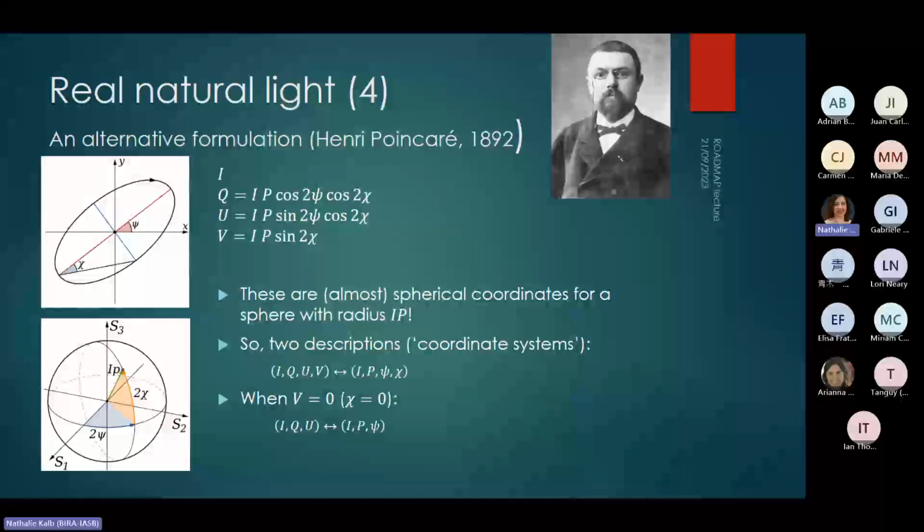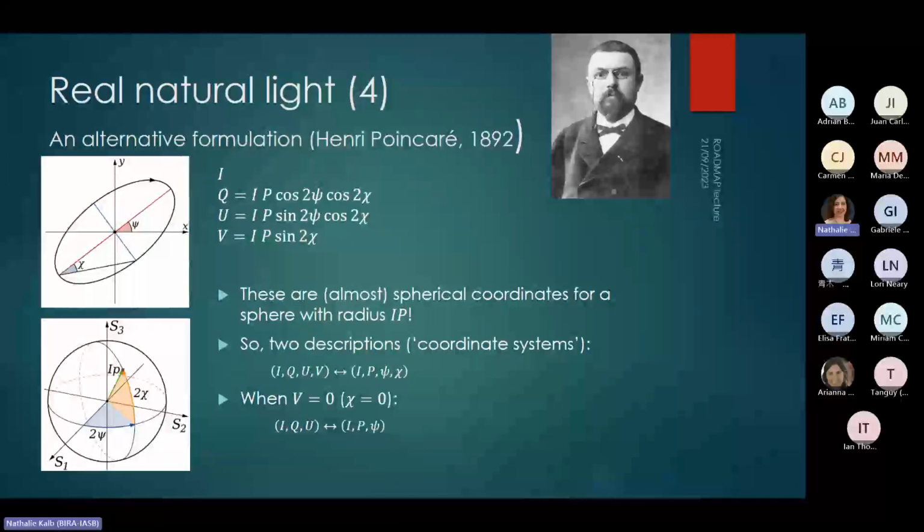And you have 2 descriptions now, 2 coordinate systems, if you wish: IQUV, or I, degree of polarization, and 2 angles. When V, this 4th component, is 0, you have only 3. And it is usually the case for atmospheric research that we only have 3 parameters: IQU, or in the Poincaré formulation, I, degree of polarization, and psi, this direction angle, the direction of the ellipse. So this is very important.